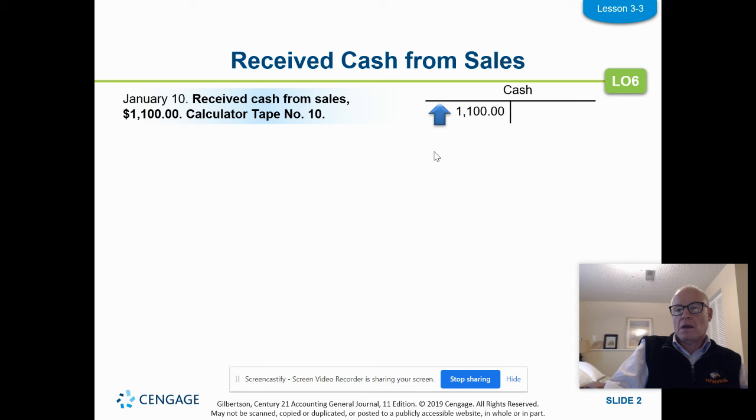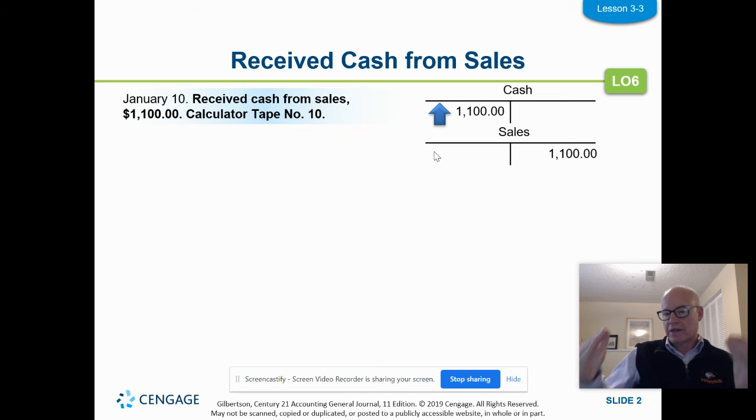Here we go. First of all, we have cash. It's debited. We're increasing cash. It's an asset. We increase it with a debit on the left side. What are we crediting? Sales. Remember, it's on the right side of the accounting equation. Assets equals liabilities plus equity. Sales is an increase to equity. So we're increasing sales with a credit. And we're increasing equity in the process because sales is an account under owner's equity.